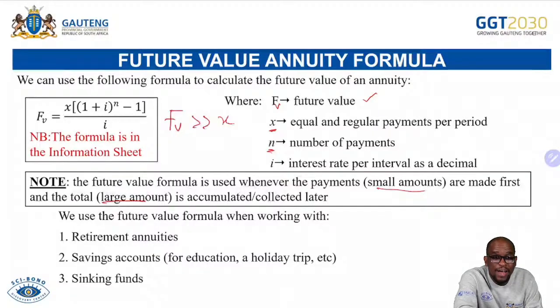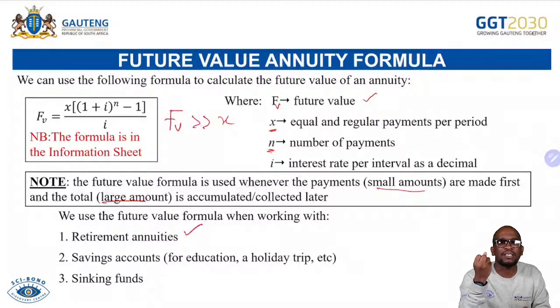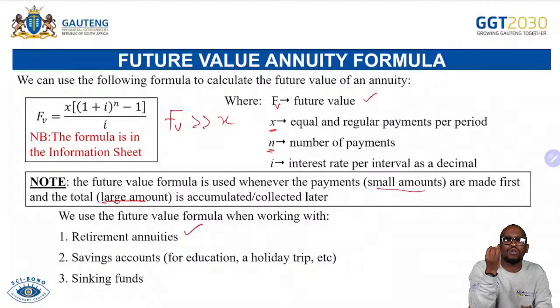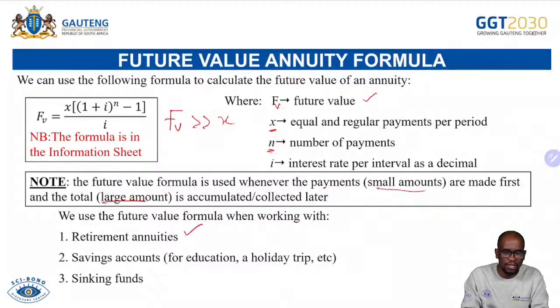So when do we use the future value formula? We use it when working with retirement annuities. When mommy or daddy or anyone who's working full time has what we call a retirement annuity, a portion of money is taken from their salary, and the employer contributes a certain amount. We put it aside for pension, so that when they retire, they have something called the pension money.